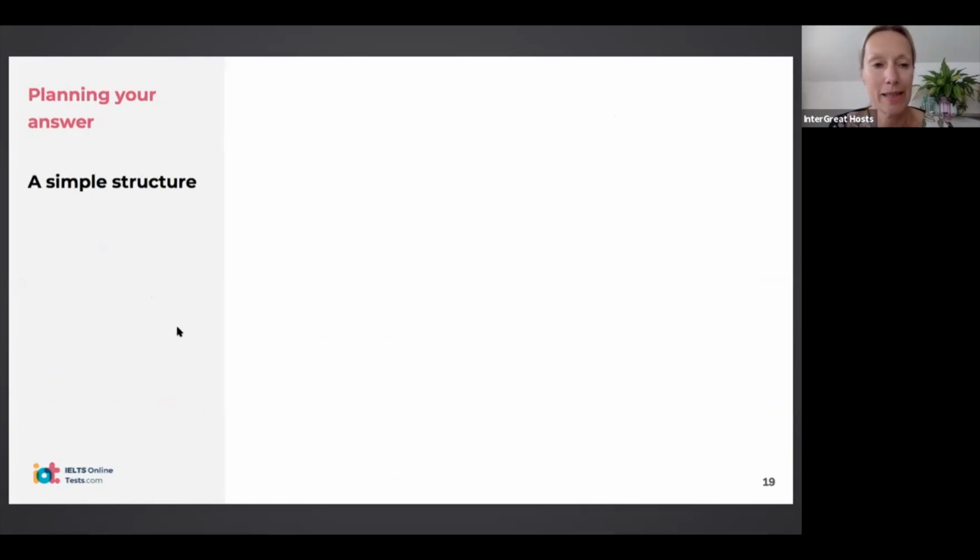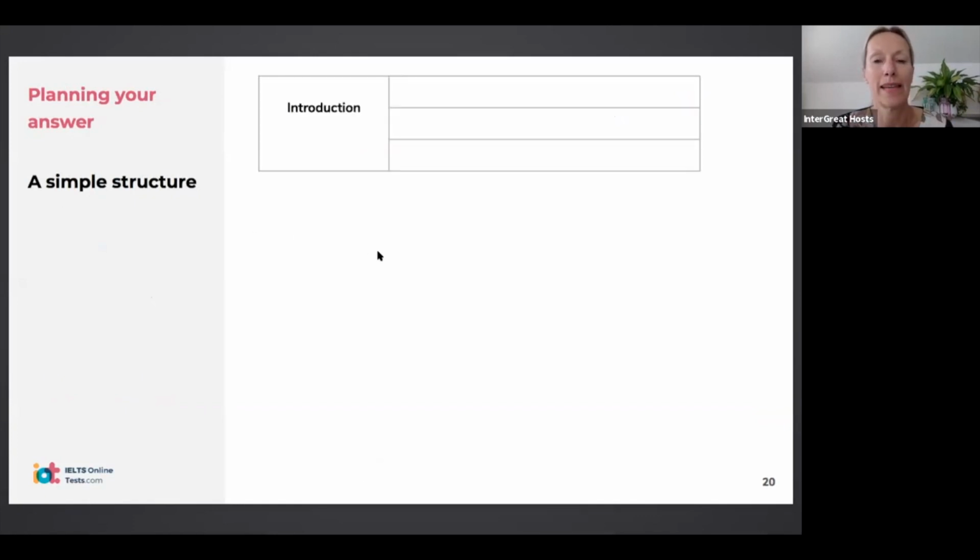So we're going to look at a simple structure, the introduction. So how do you start the introduction? Paraphrase the question. On the next part, yeah, you got that. The second part is slightly different to some of the questions you've looked at before. So you might briefly explain why the problem is important. But as you can see, that's optional, so you don't have to do that. But you can do that if you like.